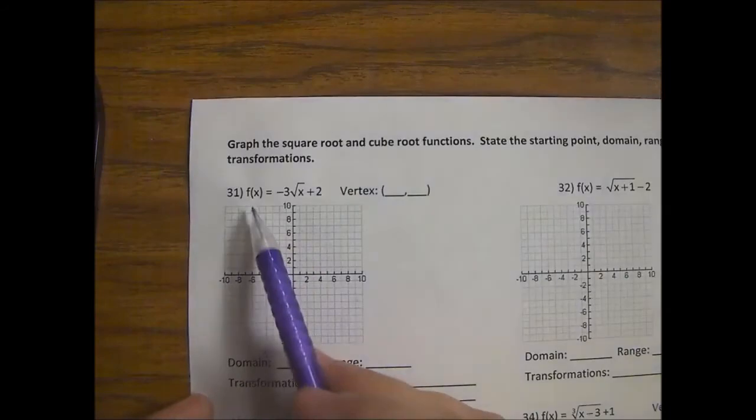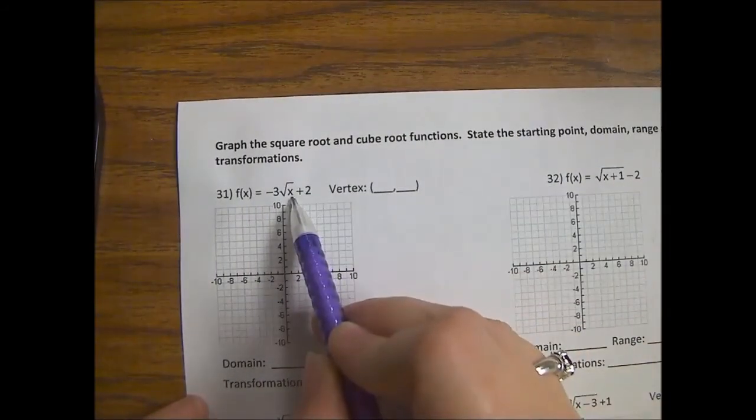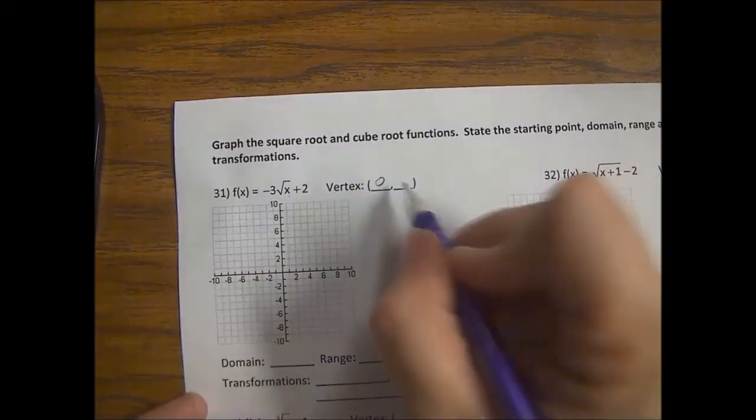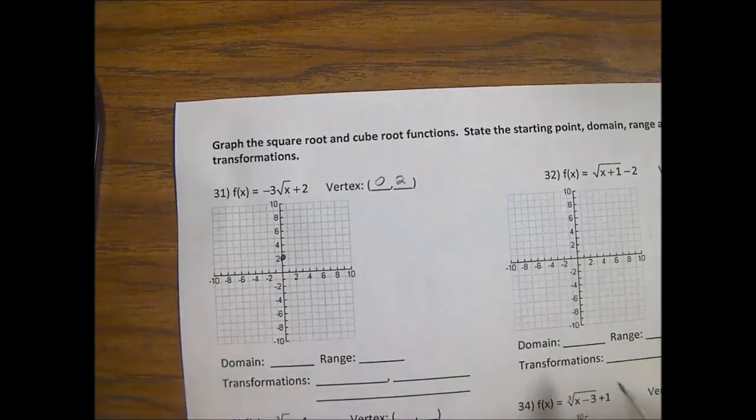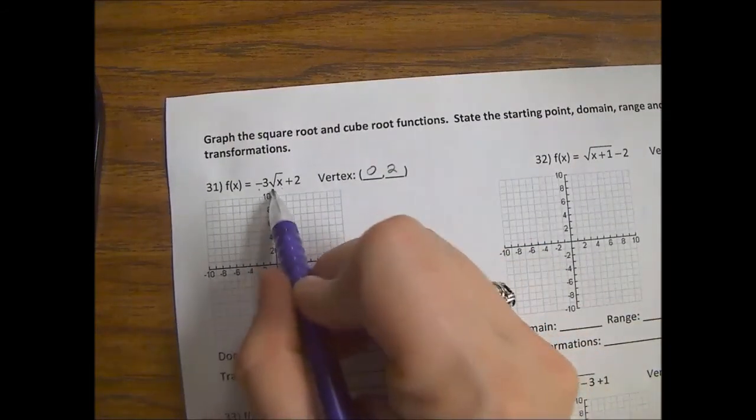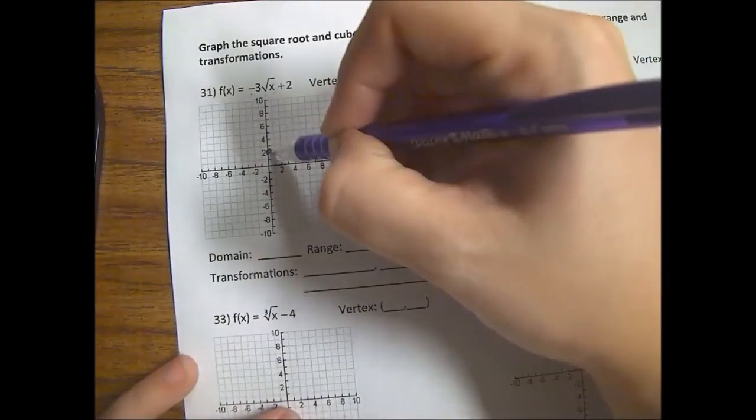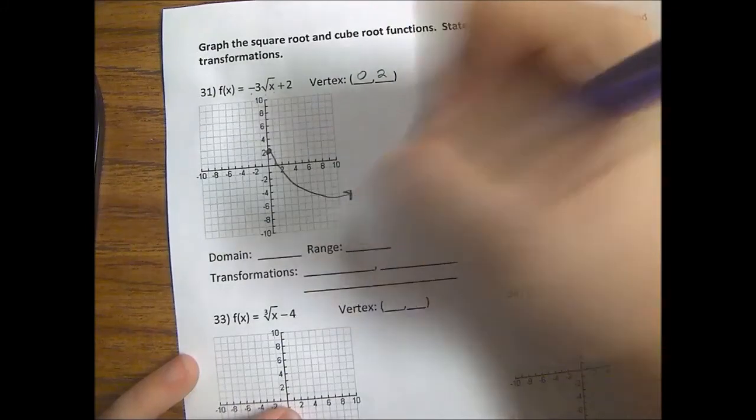So first things first, 31. We have a vertex here. There was no movement inside of the radical, so our x stays 0, and we went up 2 units, so my vertex is at 0, 2. It was a reflection and a stretch, so I know I'm going to draw it going down, and it's going to be stretched a little bit, so we're going to make it a little bit more steep than usual.